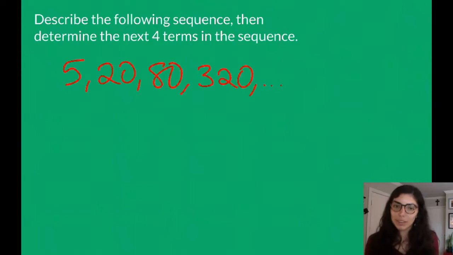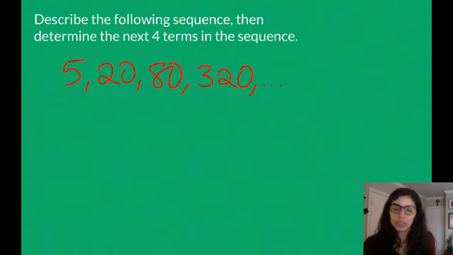If we tried to make this arithmetic, the second minus the first, so 20 minus 5 is 15, so we'd be adding 15 each time. 5 plus 15 is 20. 20 plus 15 is 35. That's not the next number in the sequence. We don't think arithmetic works.